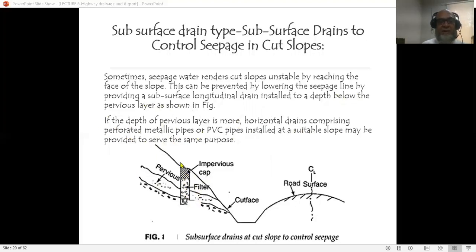This is the ground slope, and here we have provided a drain. This is the road surface. The water is now coming directly to this, and this is the water. Water from this side we want to prevent from entering this.